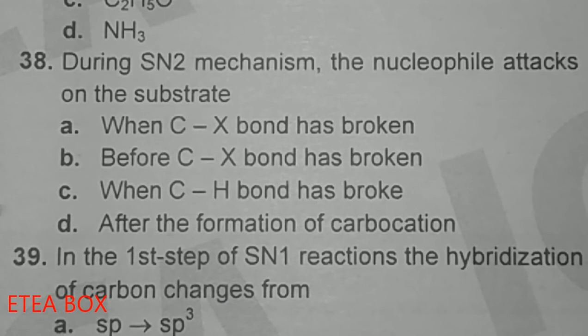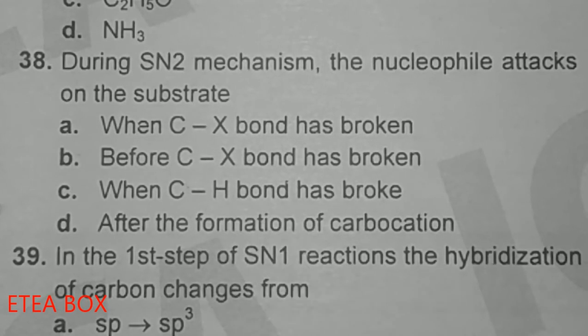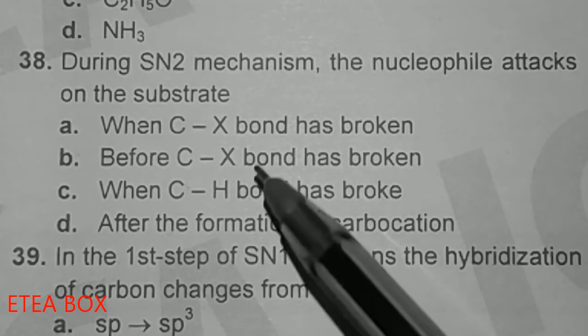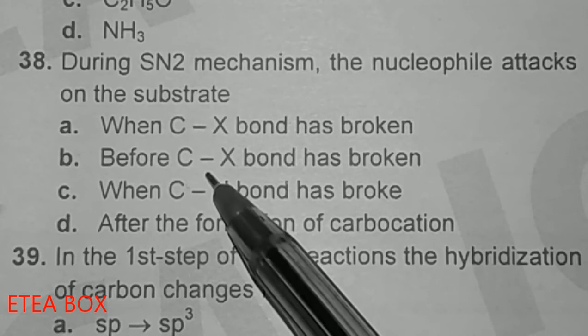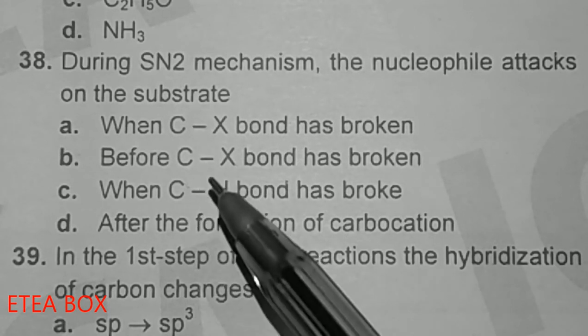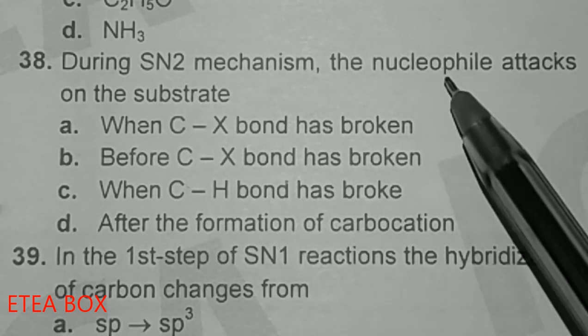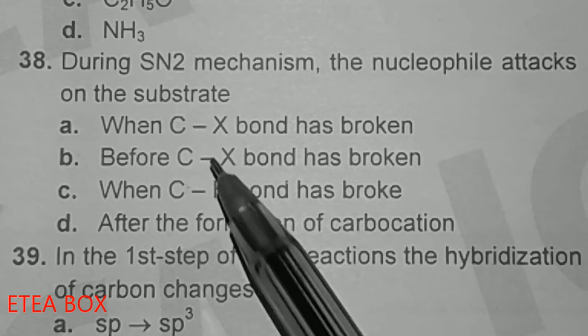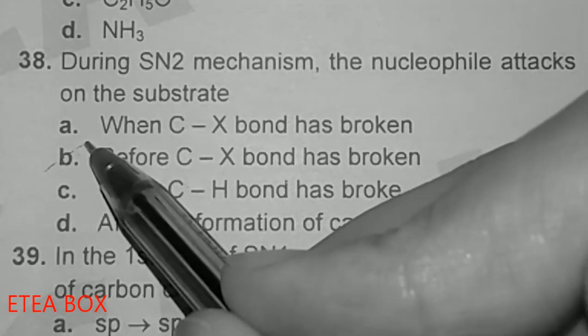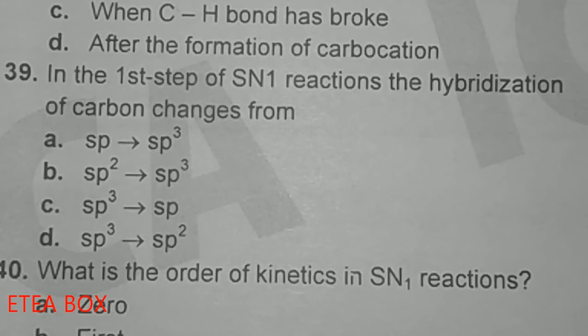During SN2 mechanism, the nucleophile attacks the substrate before the C and X bond is broken. We know that the SN2 mechanism is a 1-step process, and in that case the bond breaking and the bond formation occur simultaneously. So the nucleophile attacks before the C and X bond is broken. Option B is correct.